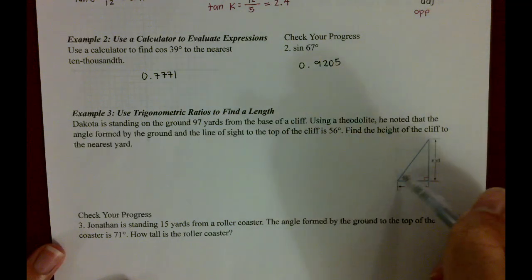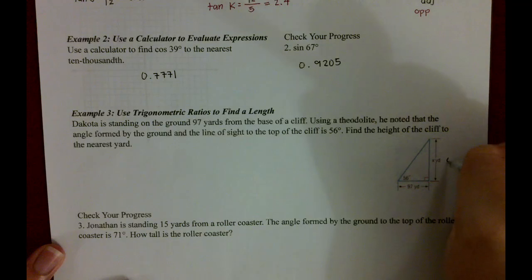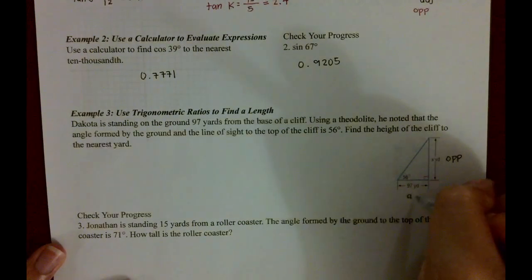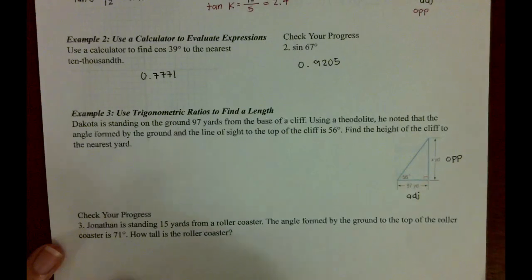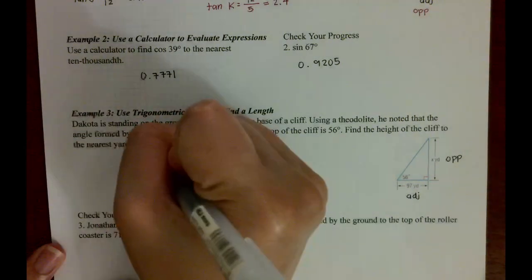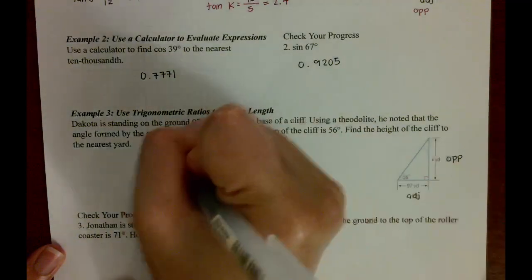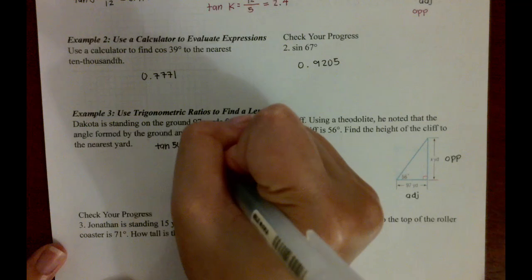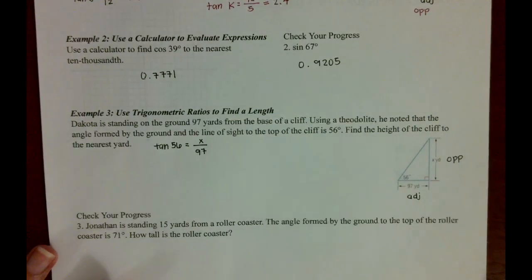Okay, so here you can see this is the angle measure. So that would make this x the opposite, and it would make this 97 the adjacent. Then we ask ourselves, which one uses opposite and adjacent? That is tangent. So we're going to set it up as tangent of our angle measure. So tangent of 56 is going to equal our opposite divided by our adjacent.